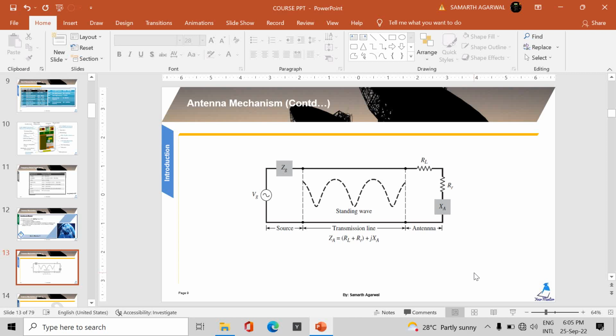So the source is having an impedance of ZS. And on the right hand side, at the load side, the antenna is nothing but a load, and it is having a reactance as well, that is XA, not just a resistance. So this ZA, that is the combined impedance, has the effect of the load resistance, the radiation resistance, and the reactance. Reactance is nothing but the inductive and the capacitive effect.